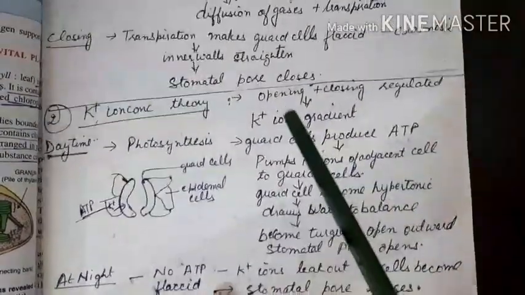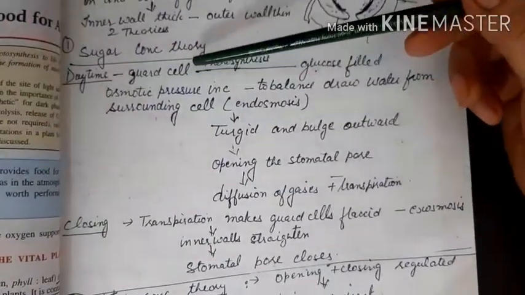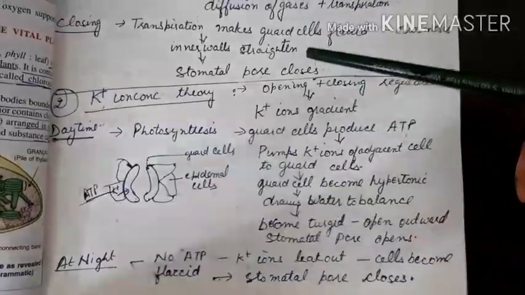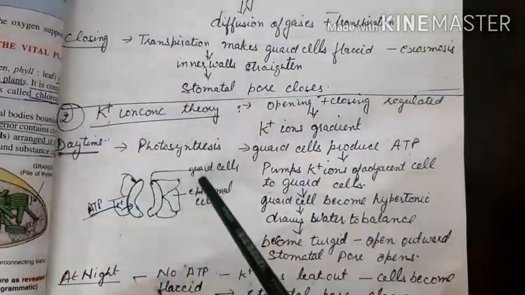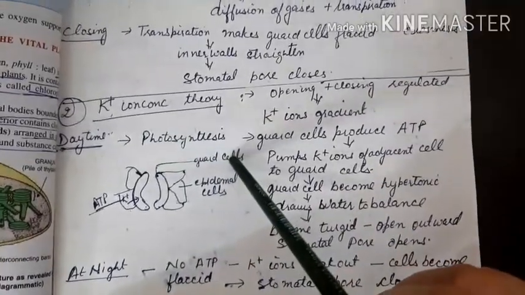So these are the two theories which help in the opening and closing of stomata. One is the sugar concentration theory and the other is the potassium ion theory. Nowadays, we mostly follow the potassium ion concentration theory.